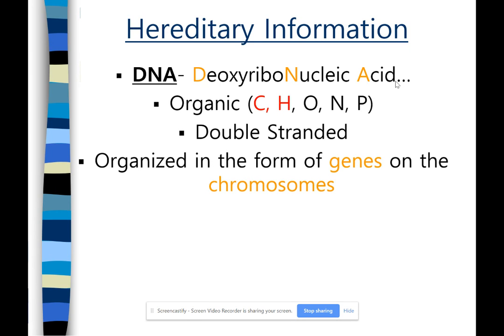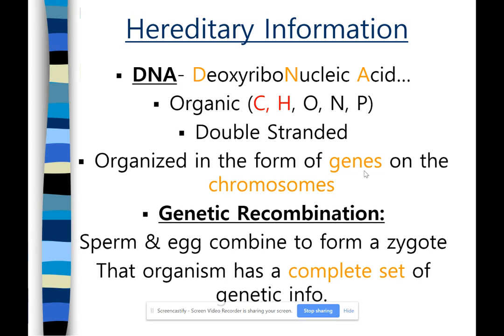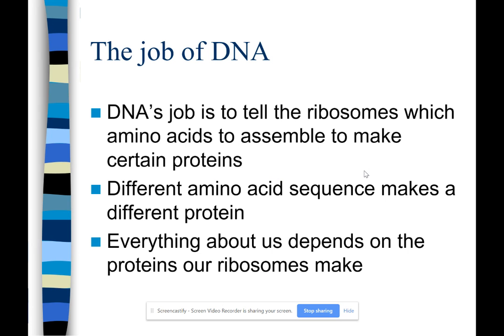It's organized in the form of genes on the chromosomes. We've done that in previous slides. Remember, those genes are like those lines, and those chromosomes are the X's. And it's because of genetic recombination. The sperm and egg combine to form a zygote. You should remember that from sexual reproduction. And then that organism has a complete set of genetic information. You have half the chromosomes from mom, half the chromosomes from dad.